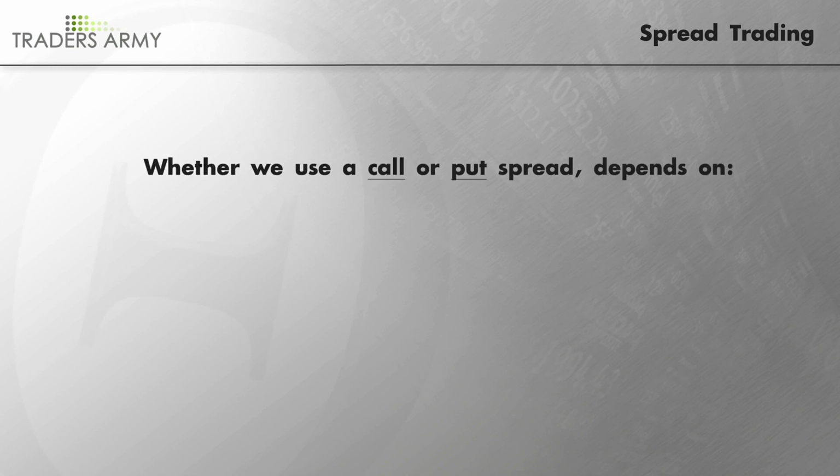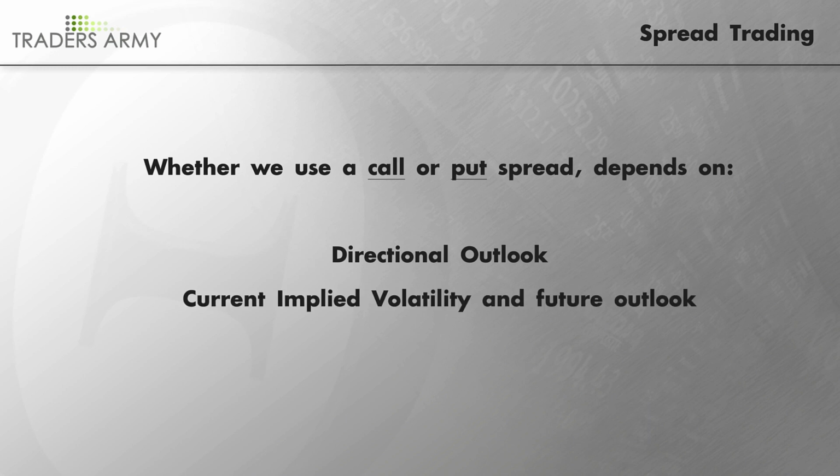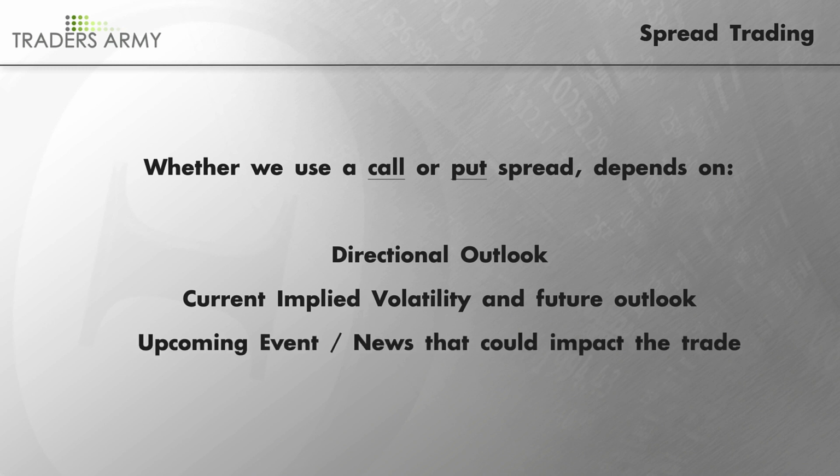Now, whether we use a call spread or a put spread would depend upon three things. Number one, your directional outlook on the stock itself. Number two, the current implied volatility environment and the future outlook of volatility, meaning do we expect volatility to rise, go down, or stay the same? And we use volatility charts for that. And number three, are there any upcoming events or news items or catalysts that could impact a trade?